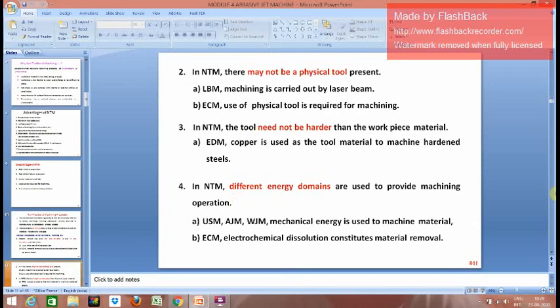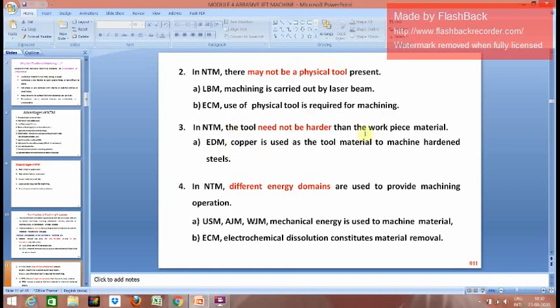Next. In NTM, there may not be a physical tool present, but laser beam machining is carried out by the laser beam only. That means if you are going to use laser beam machining, you focus the beam on the workpiece. By the action of that beam on that particular surface of the workpiece, it will automatically do the machining operation. In electrochemical machining, use of a physical tool is required for the machining process.